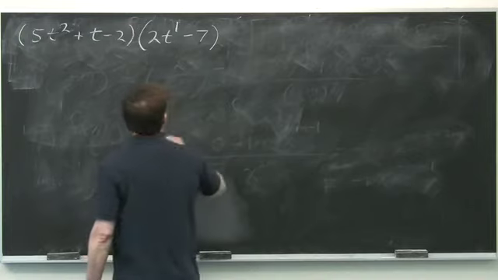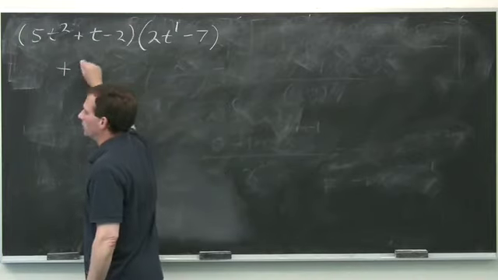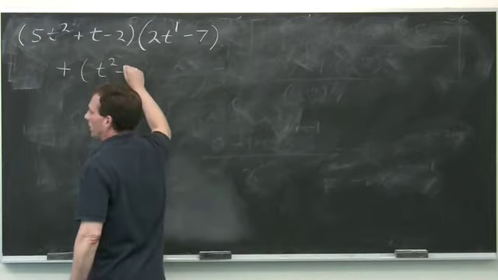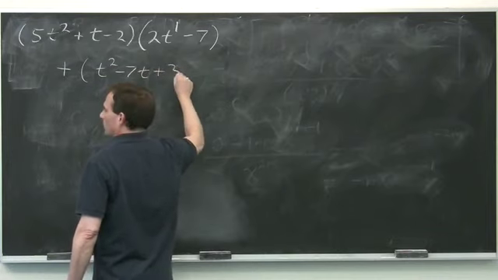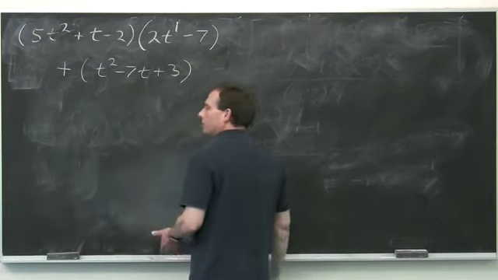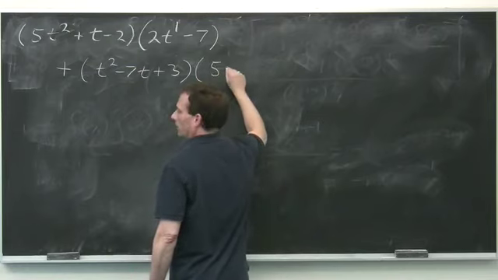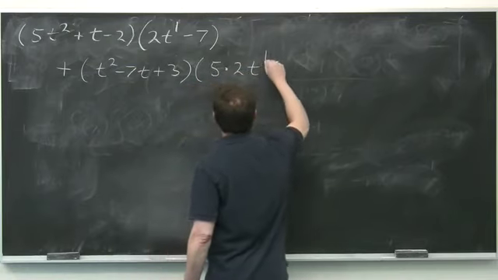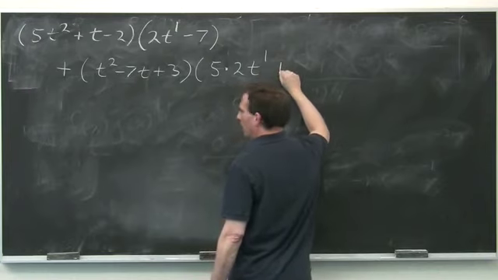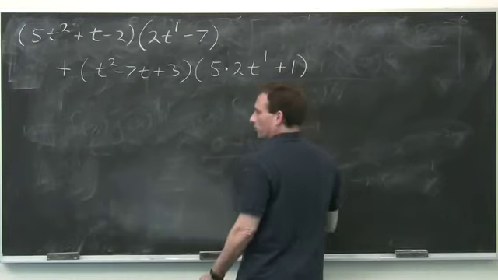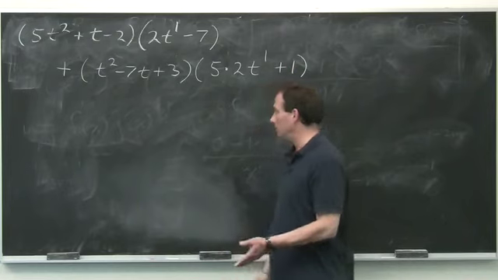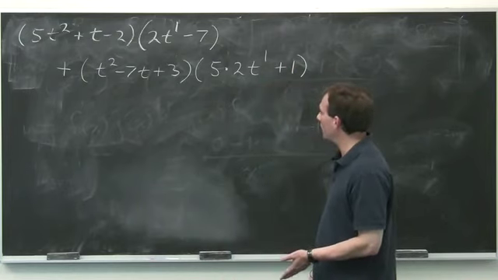And then you add to that plus t squared minus 7t plus 3 times the derivative of 5t squared plus t minus 2. That is 5 times 2t to the 1 plus 1, and then plus the derivative of negative 2, but that's 0. So this is what you get.